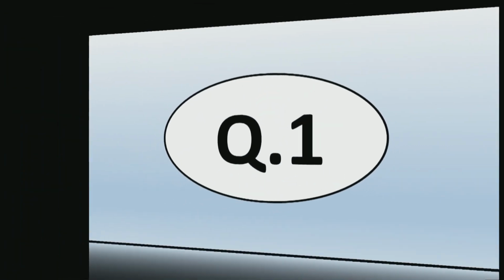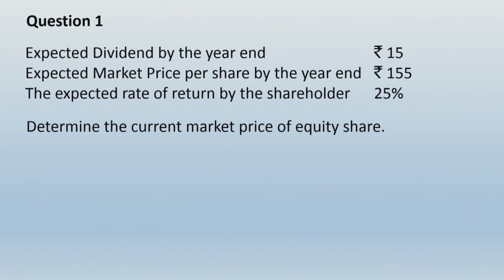So question number 1 to begin with. What is given over here? Expected dividend by the year end is rupees 15. Expected market price per share by year end is rupees 155. Expected rate of return by the shareholder is 25%. Determine the current market price of the equity share.